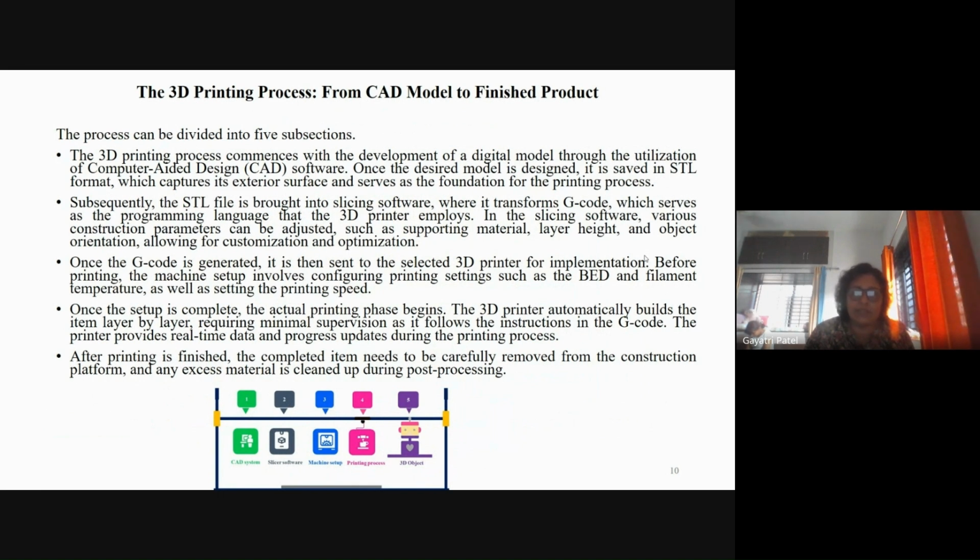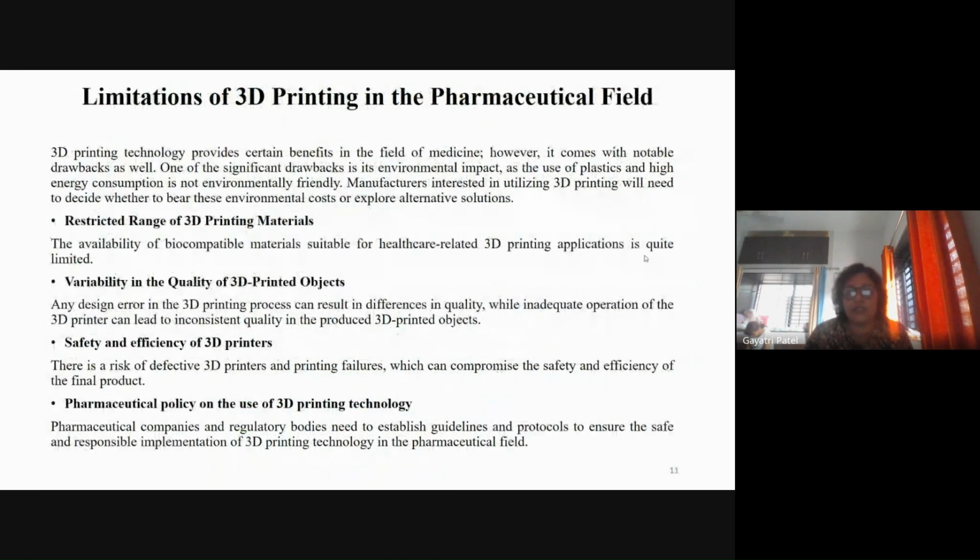This is just in summary. Now, what are the limitations? There are so many applications of 3D printing, but here I would like to pose some limitations in the pharmaceutical field. Right now, what are the limitations?